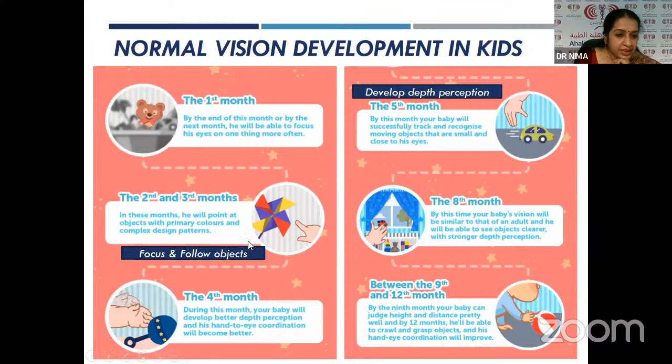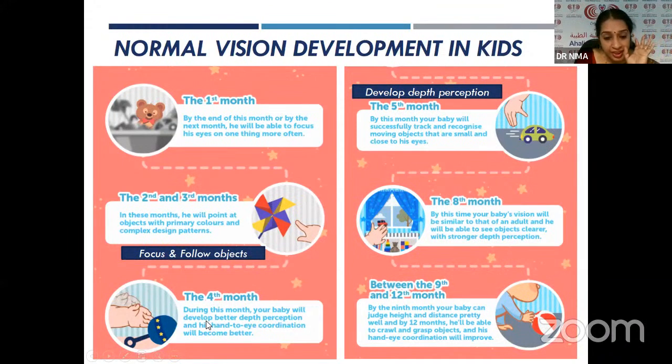Then during the second and the third month, the connections become more well developed, and he starts following and focusing on objects more specifically. He looks at complex design patterns of colors during the second and the third month. So after the third month, if the child is not following the light or not fixing, then it needs consultation. Show to a pediatrician first, and he or she will examine, and then if needed, will refer to the ophthalmologist.